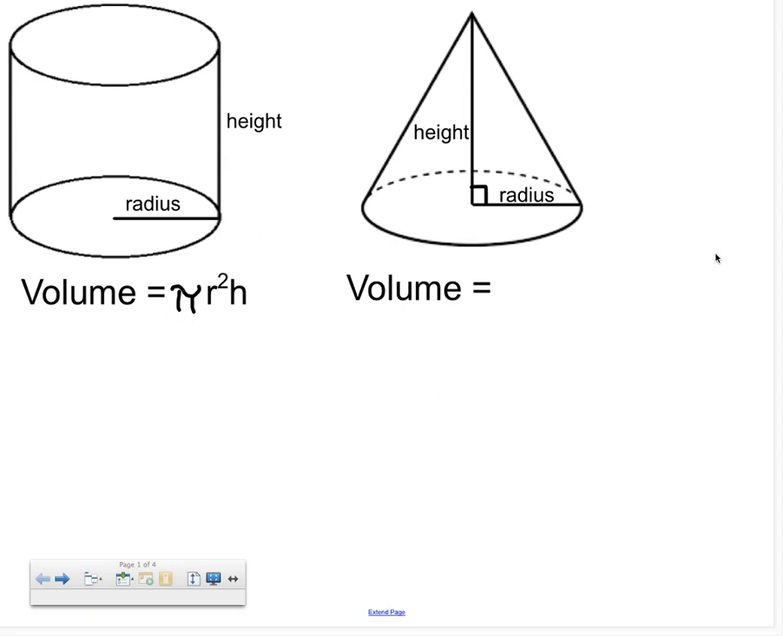So going back real quick to a cylinder, remember a cylinder is two circles that are connected together, whereas a cone is one circle that's connected to a point, either above or below the circle. So it's kind of like a circular pyramid, whereas a cylinder is kind of like a circular prism.